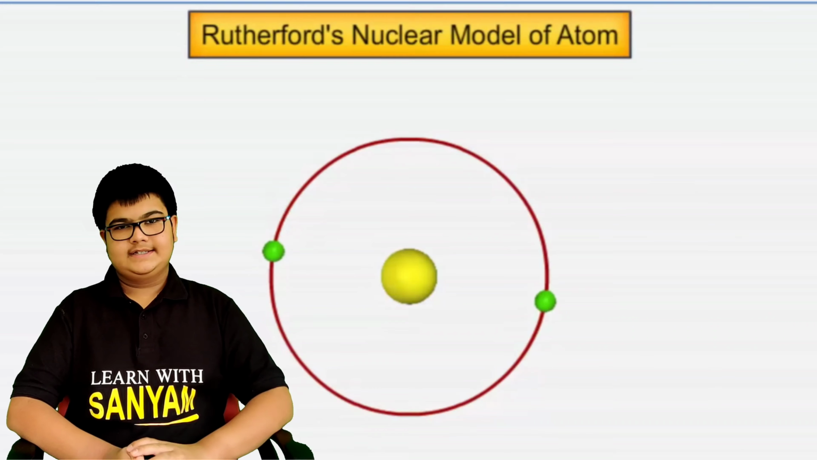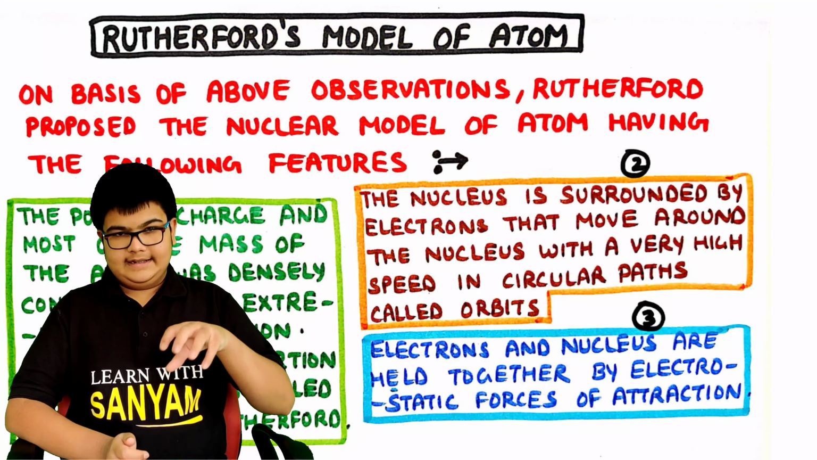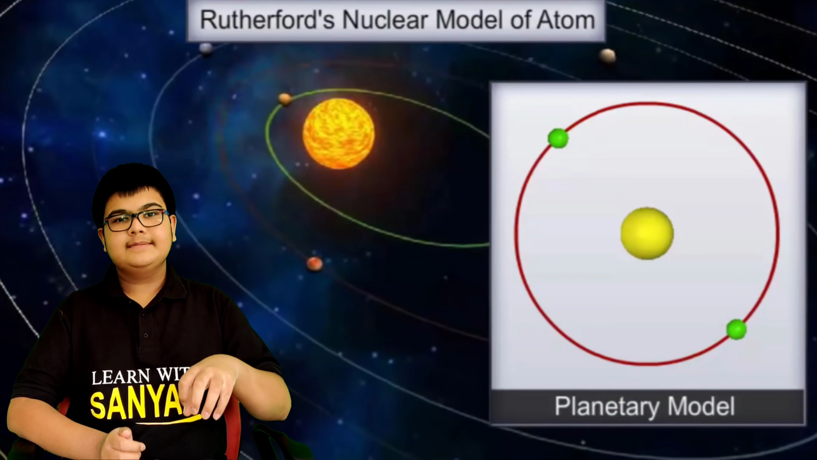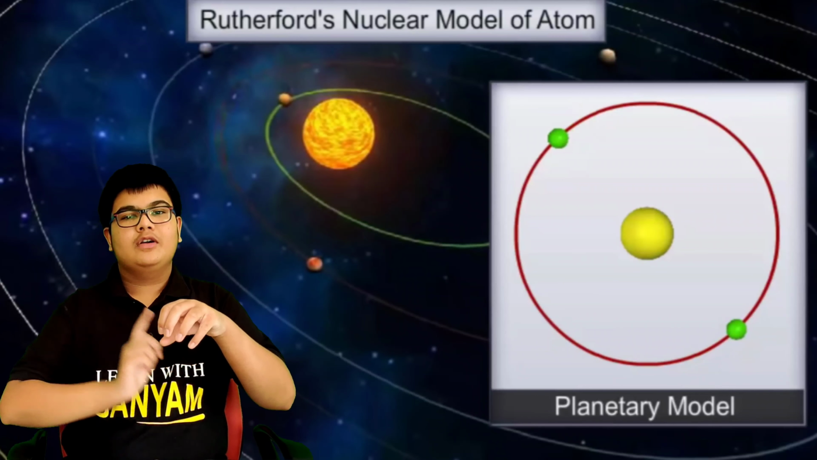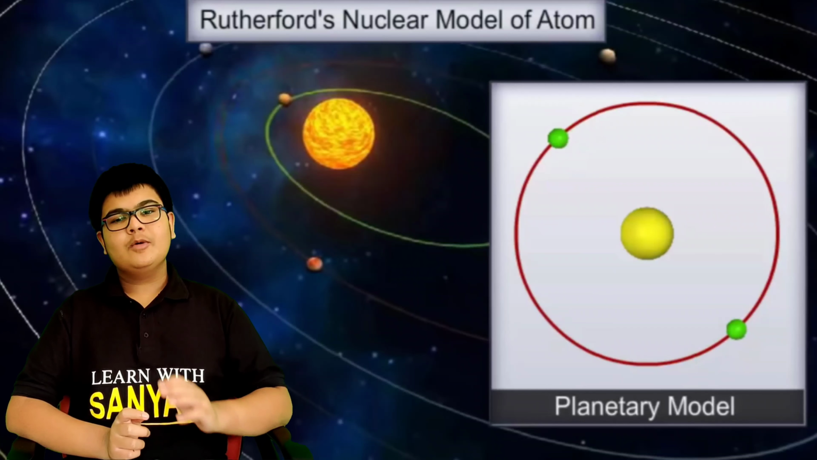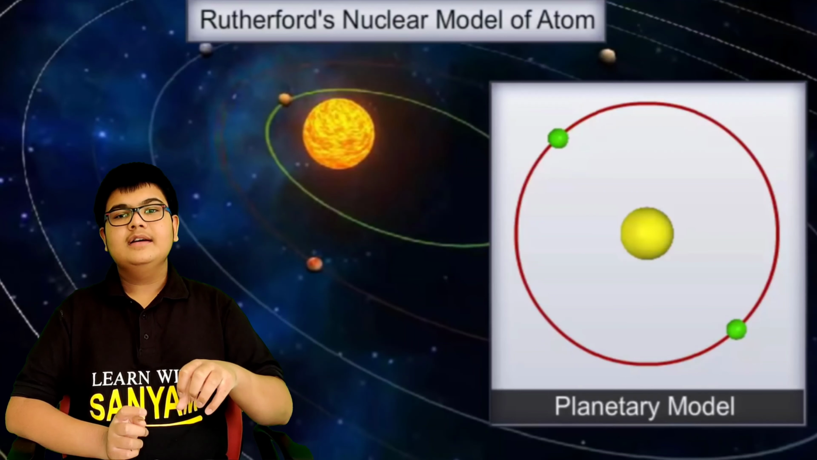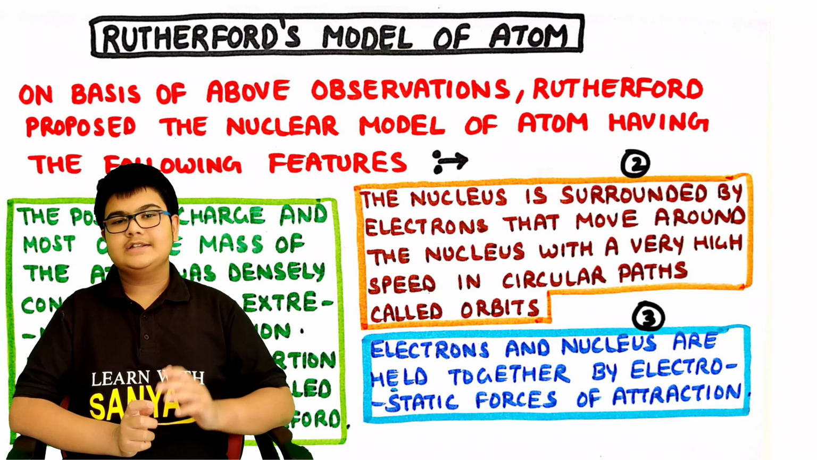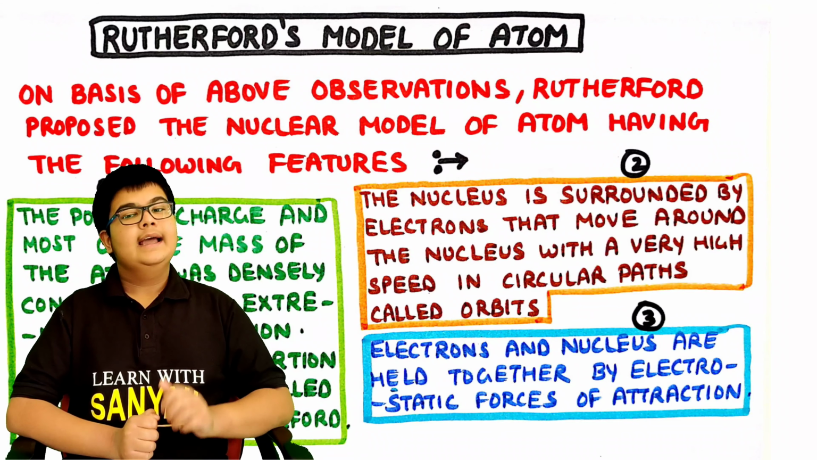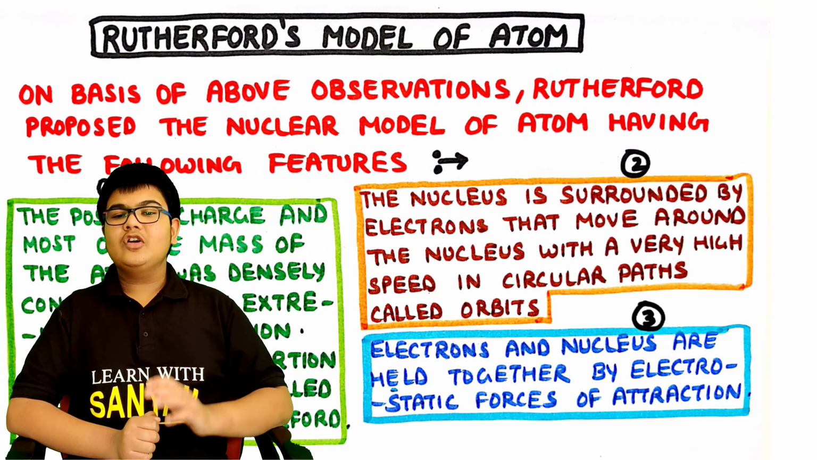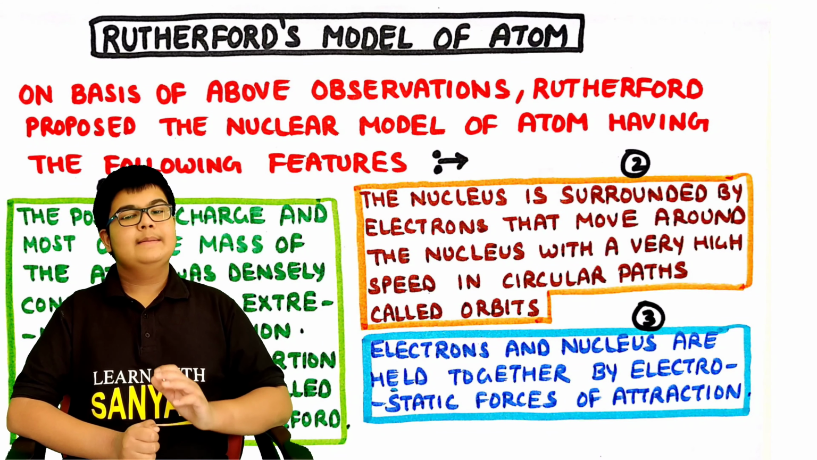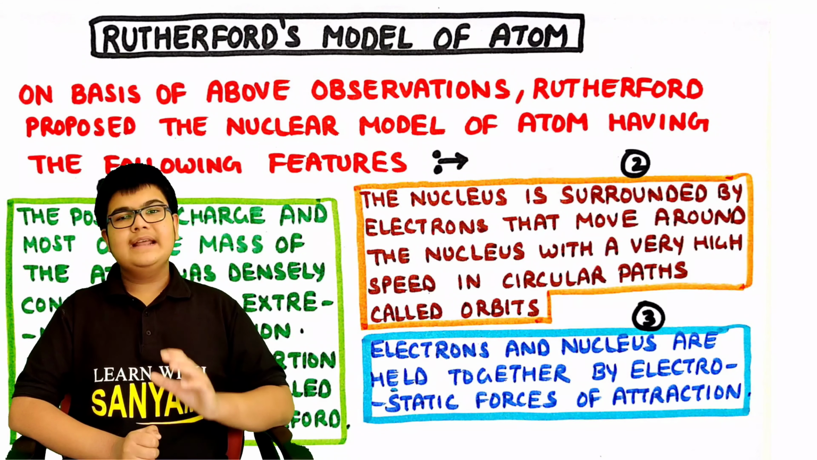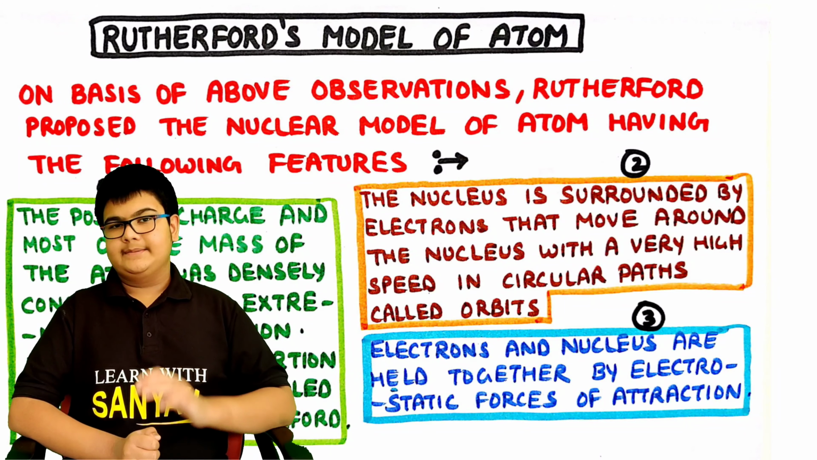So Rutherford's model of atom was just like the solar system. In the solar system, the sun is at the center and planets revolve around it. Similarly, in Rutherford's model, the nucleus was in the center and the electrons were revolving around it in circular paths known as orbits. And the third feature was that electrons and nucleus are held together by electrostatic forces of attraction. So these were the main features of Rutherford's model of atom.